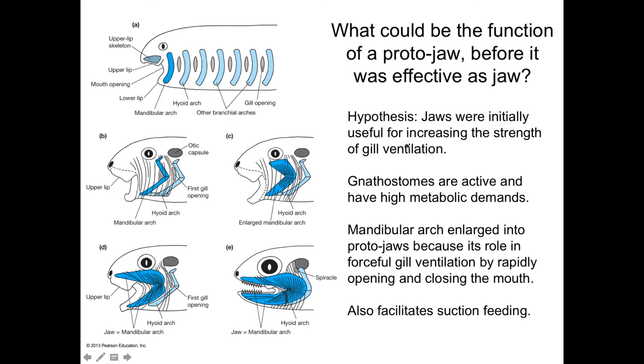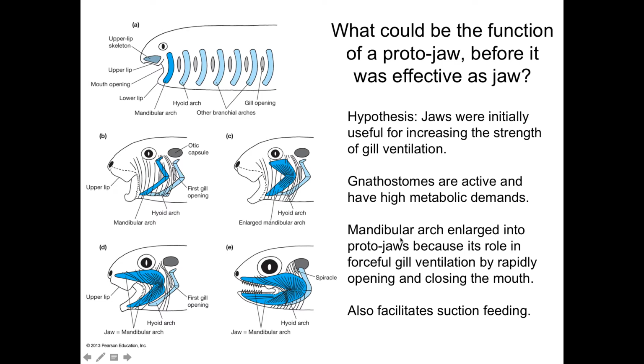But there's a question, however, in that what could have been the function of the jaw, the evolving jaw, before it was really effective as a jaw? So what use is a proto-jaw that doesn't really allow biting, but is evolved halfway between that of a jawless vertebrate and a vertebrate?